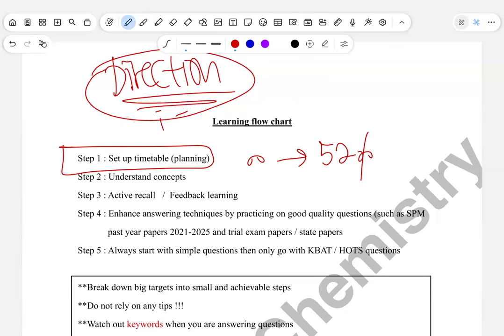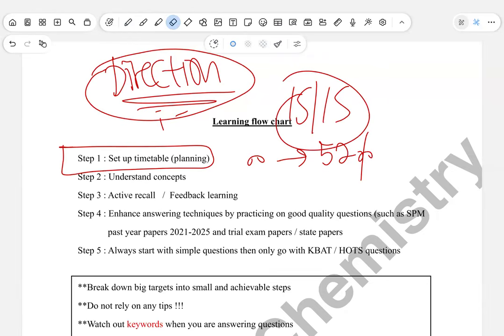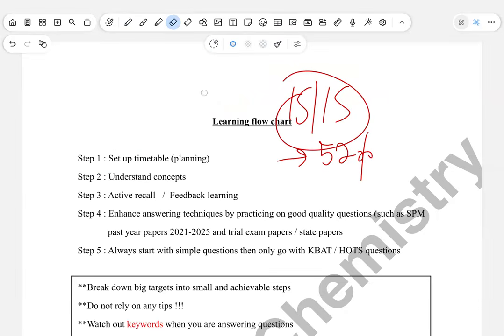Because even if you know the tips for Amali, you can score 15 out of 15, but it means nothing if your paper one and paper two are bad. Even if you score full marks for Amali, if your paper one and paper two are terrible, it is still terrible. It's as simple as that.